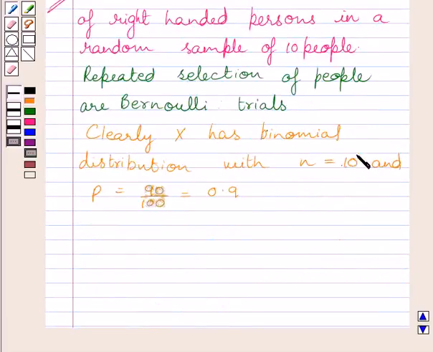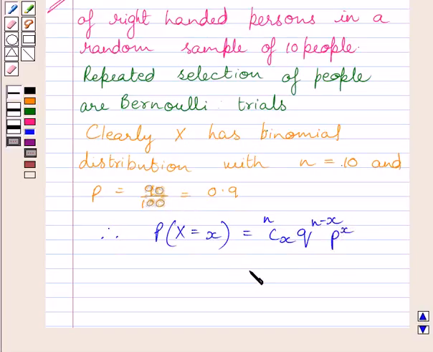We know total number of persons selected is equal to 10 and we also know that 90% of the people are right-handed. So, probability that a person selected is a right-handed person is equal to 90 upon 100, that is 0.9. Therefore, probability of x successes is equal to nCx q raised to the power n minus x p raised to the power x, where x is equal to 0 to n.